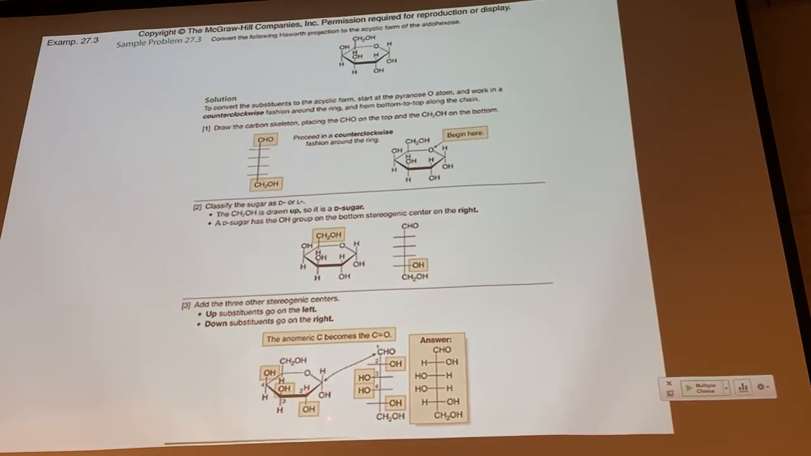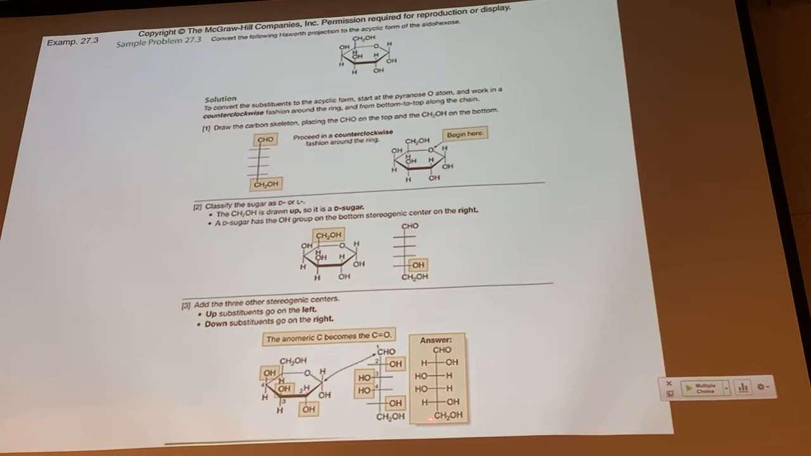counterclockwise, and we see that any OH group that's pointing down is going to end up on the right. Any OH group that's pointing up is going to end up on the left. Okay? And so C2 pointing down is on the right, C3 and C4 pointing up, those end up on the left. Okay? Any questions on how we go from the Haworth projection to the Fischer projection?